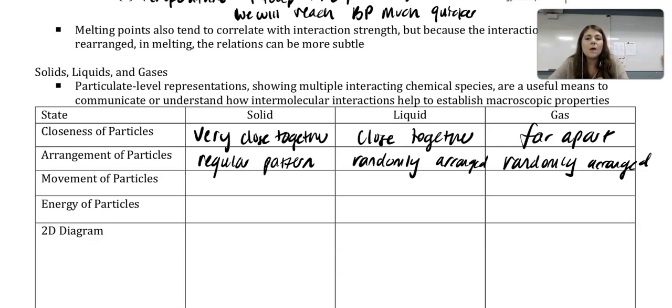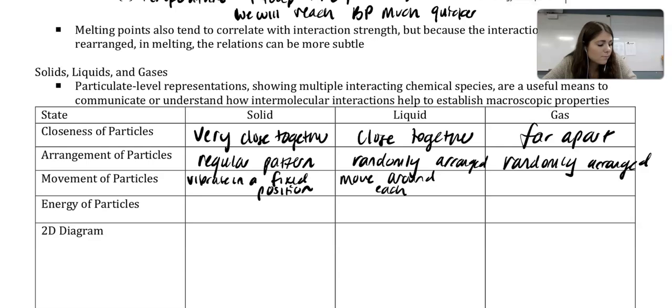Next, movement of particles. Solids just vibrate right next to each other, in a fixed position. Even though we see solids all around us and it doesn't look like they're vibrating on a macroscopic scale, they actually are moving back and forth, right next to each other. Liquids are moving around each other. Gases are moving around each other too, but they're moving quickly in all directions.